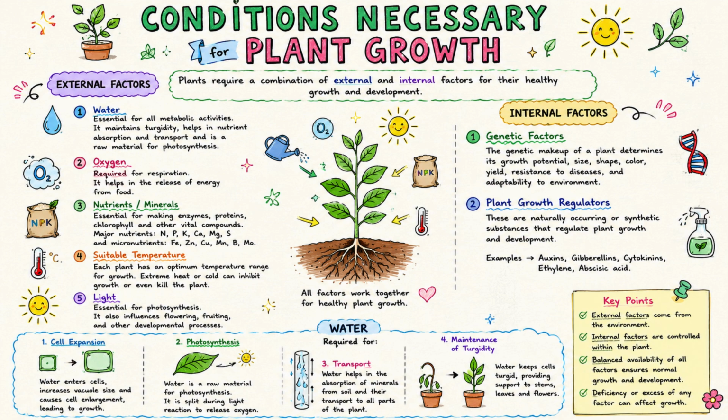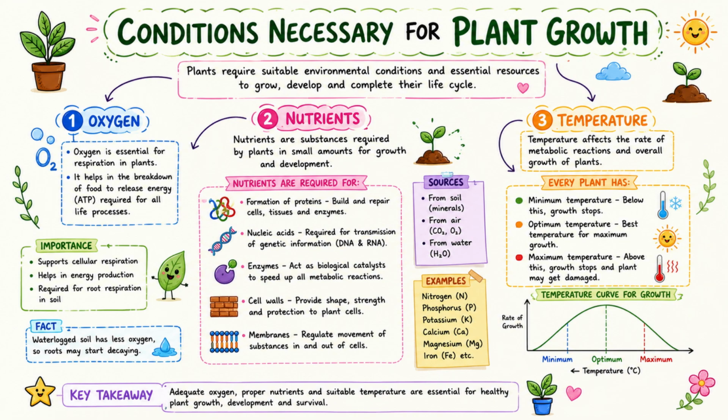It also helps in the transportation of minerals and other substances throughout the plant. The second important factor is oxygen. Plants need oxygen mainly for respiration. During respiration, plants release energy from food, and this energy is required for different activities such as growth, cell division, and other metabolic processes. The third important factor is nutrients and minerals.